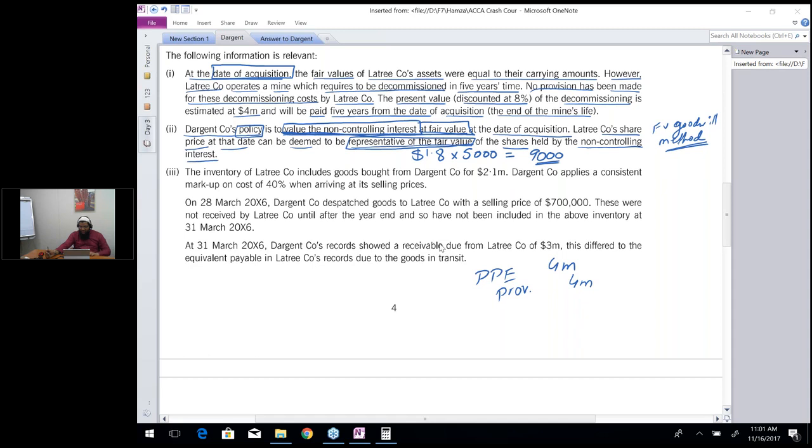Smith is asking times 15,000 or 5,000. Simeon, 15,000 were the shares acquired by the parent, Smith. And 5,000 is the share that belongs to NCI. So right now we are calculating the fair value of NCI, so we are going to use the shares of NCI.